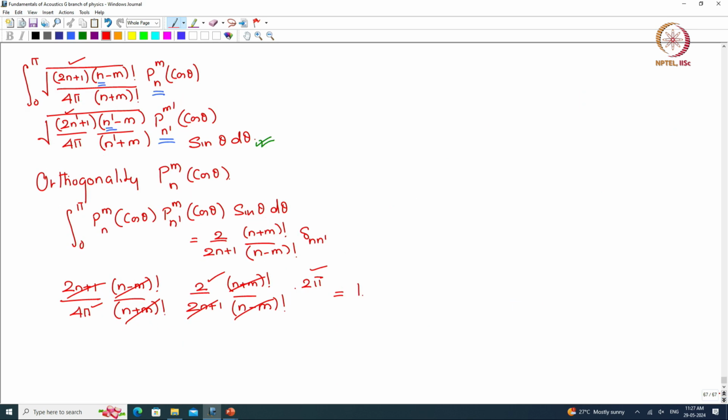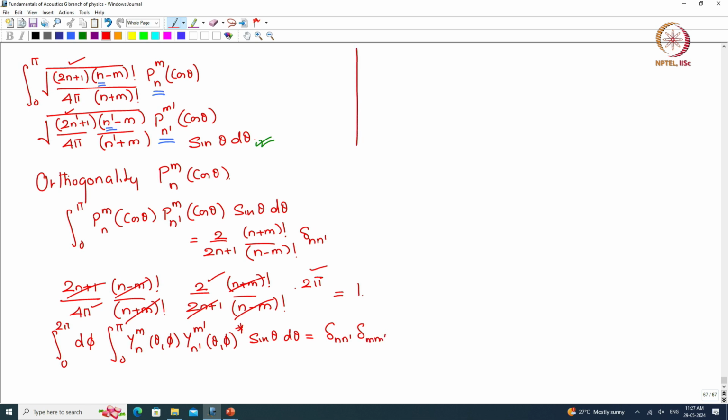So what is that relation? It is the integral 0 to 2 pi d phi, integral 0 to pi Y m n of theta comma phi, Y m dash n dash theta comma phi conjugate, sin theta d theta, is equal to delta n n dash delta m m dash. Okay, so that's the orthogonal relation.